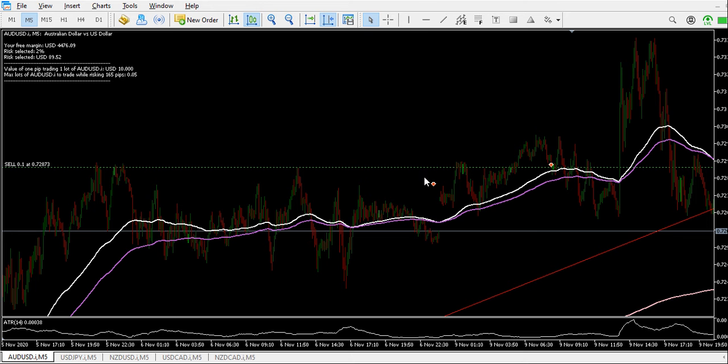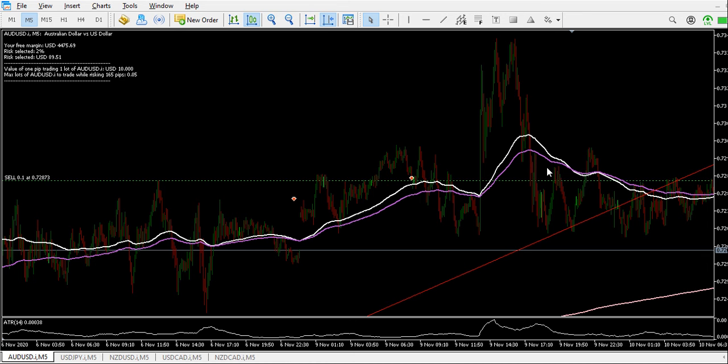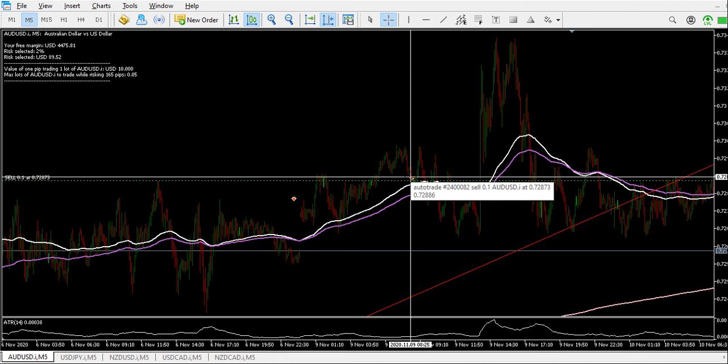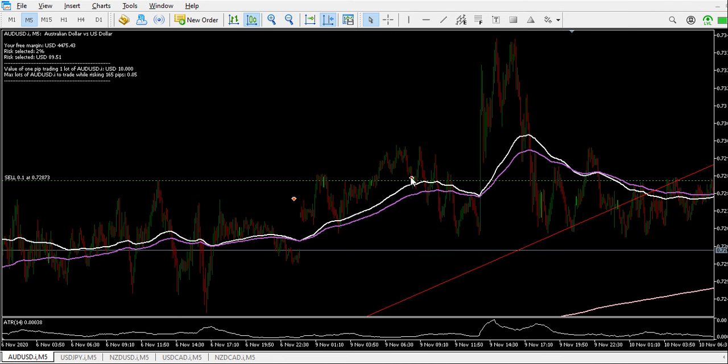So I waited for it to break up. My bias was that it's going down, and the market has moved down. When I got into my trade at 8:30, I set my stop loss at 20 times the ATR. Whatever the ATR number is over the last 14 periods, I set my stop loss at 20 times that. It gives the market enough room to breathe.